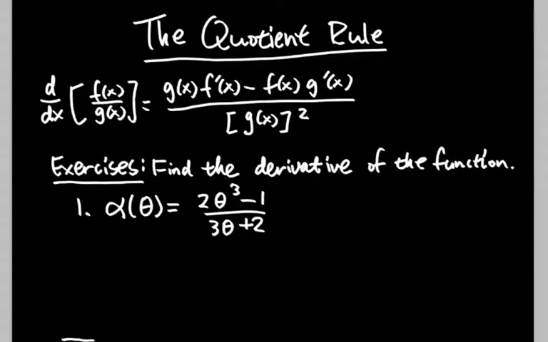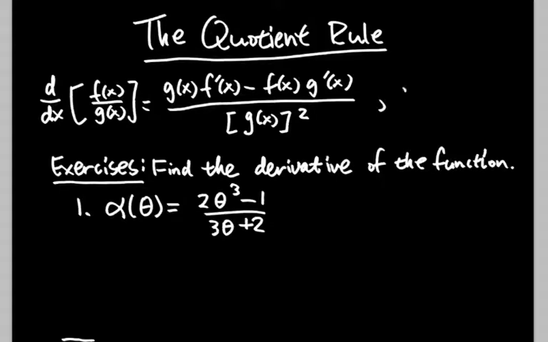Hello class, so now we're going to go over the last little derivative rule. It's called the quotient rule, so you use that when you have a quotient. Surprise, surprise. So something divided by something else. So the derivative will be the bottom times the derivative of the top minus the top times the derivative of the bottom divided by the bottom squared.